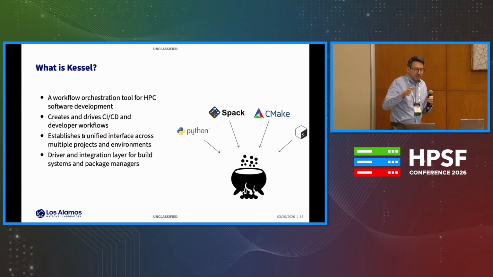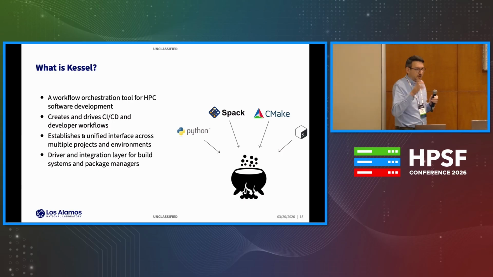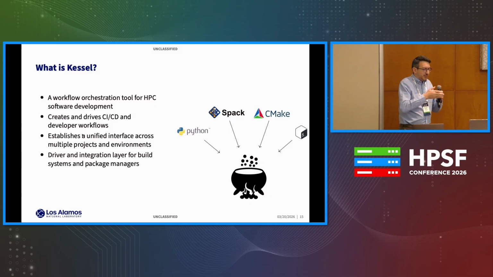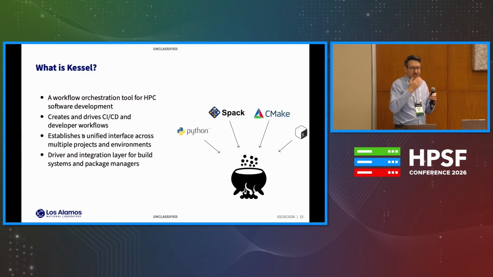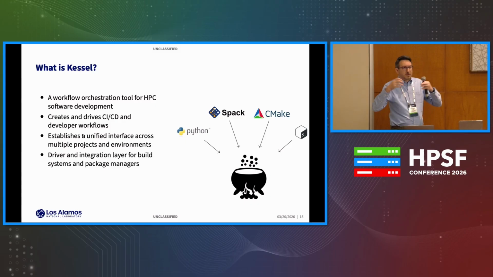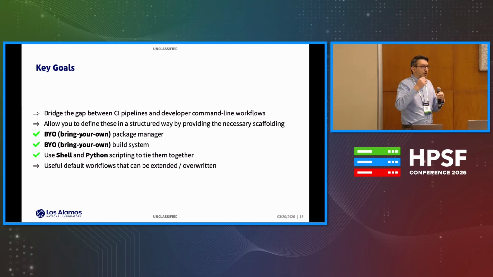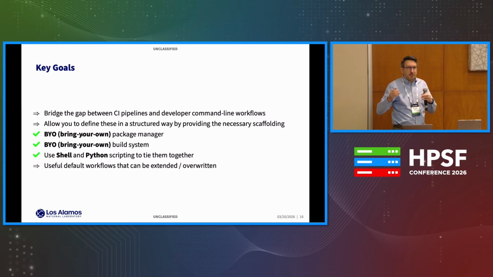So Kessel is a workflow orchestration tool, and it allows you to create CI/CD workflows and developer workflows, and it establishes this uniform interface across these different things. You have to think of it as the glue code: what you have to do to make SPAC and CMake work together. The key goal of Kessel is to bridge this gap between what you do in the CI and what the developer has to type when they run interactively.